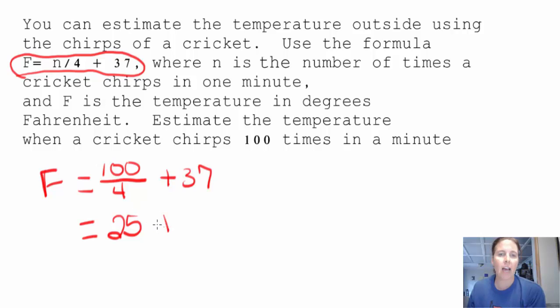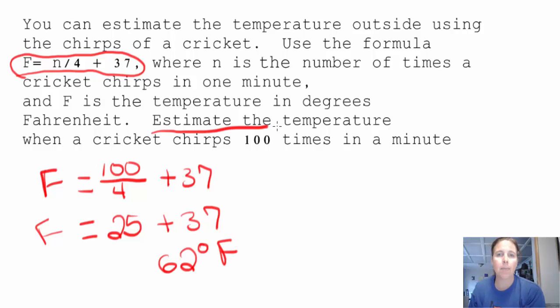So 25 plus 37. Then we add that up, and what are we going to end up with? 25 plus 37, 62 degrees Fahrenheit. It says, estimate the temperature. Go back and read, see what we're looking for. It's 62 degrees Fahrenheit. So we're just plugging and chugging.